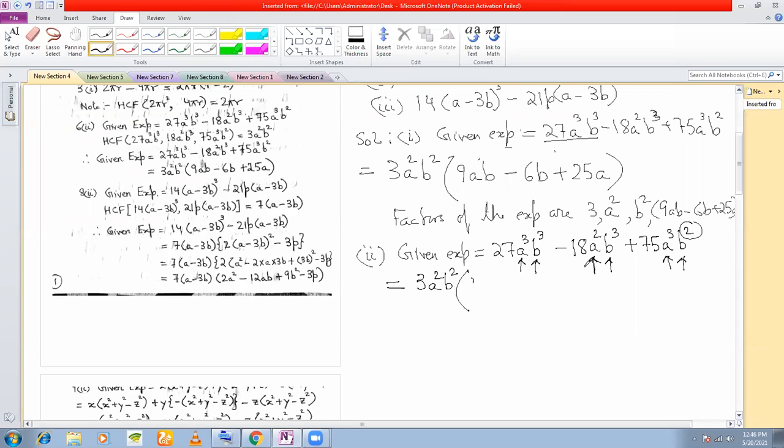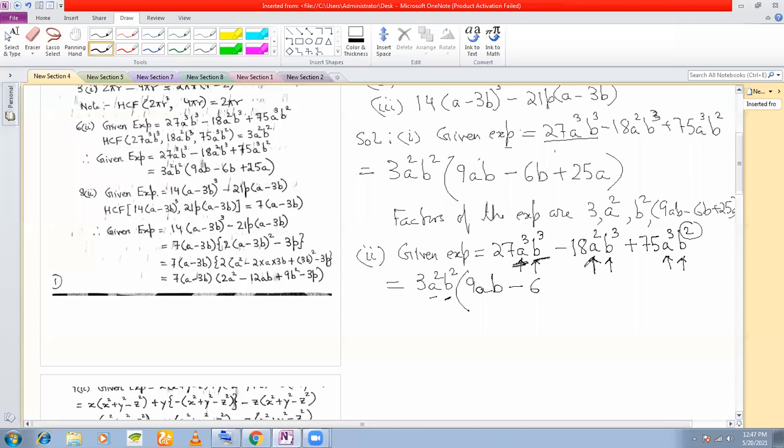27 divided by 3 is 9, right? And I have taken out a square, but I have an a cube here. So that means a is left. I have a b cube here. I've taken out a b square. That means b is left. Minus 18 divided by 3 is 6.